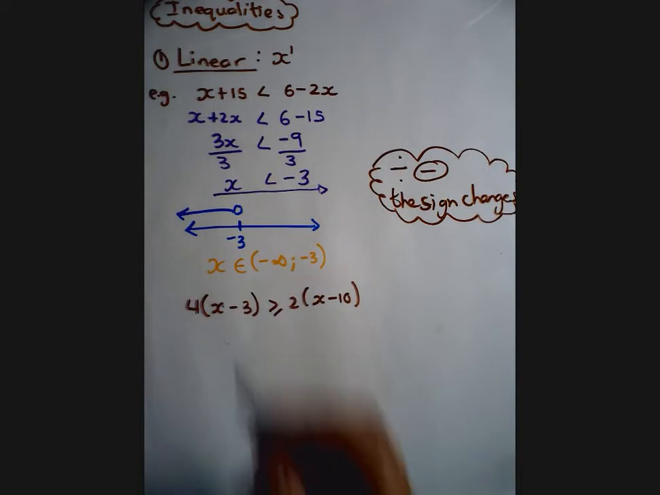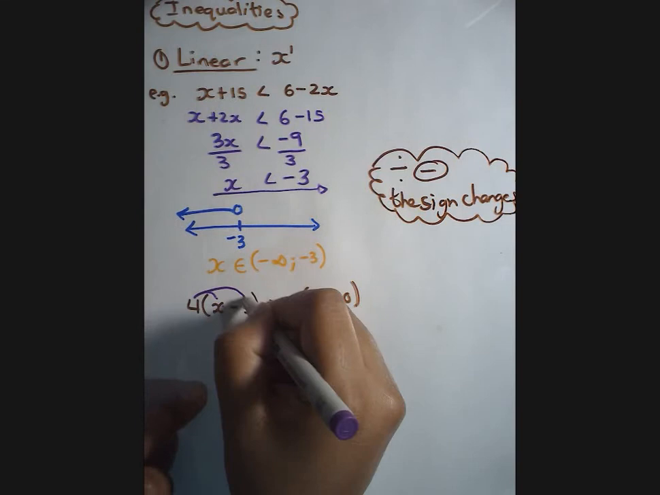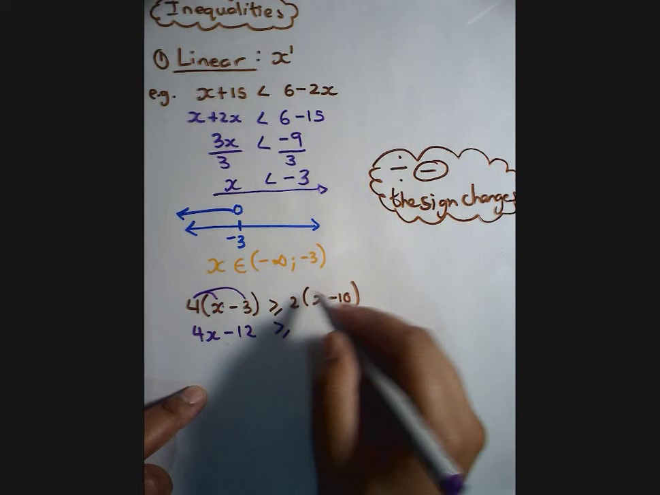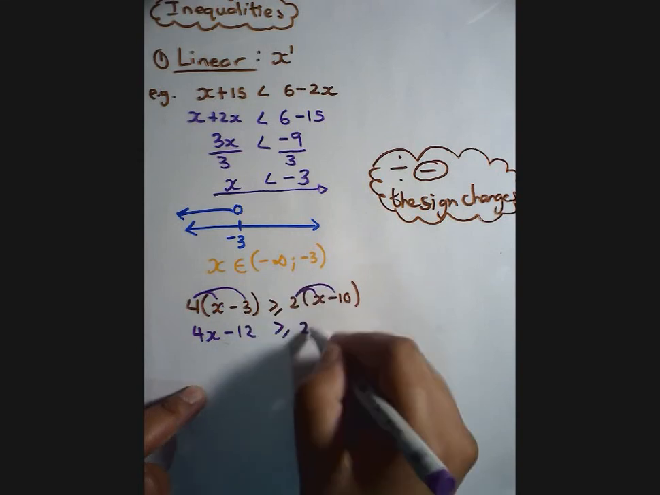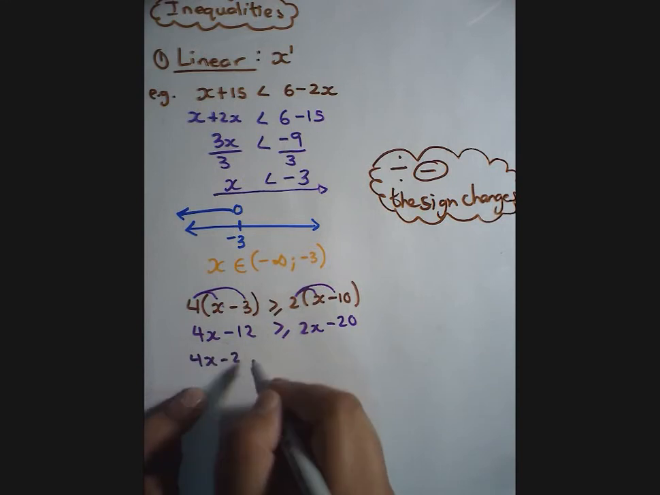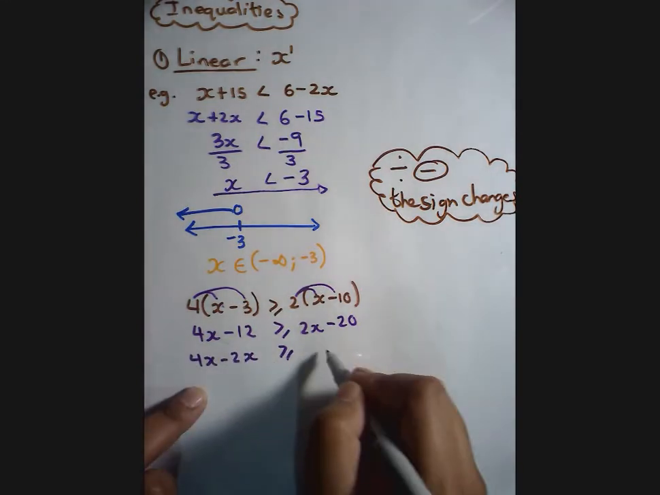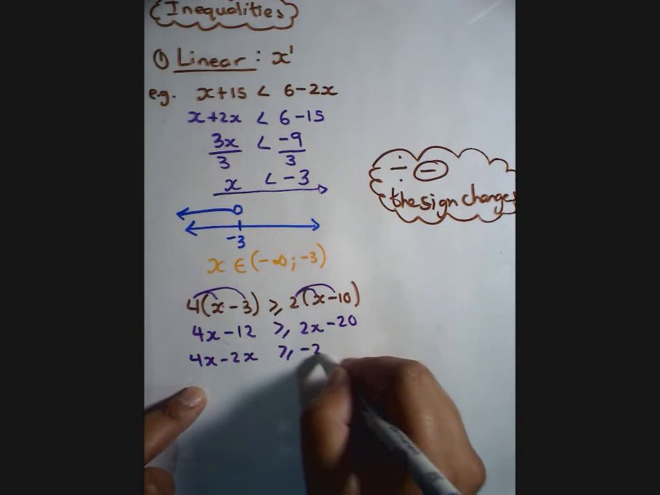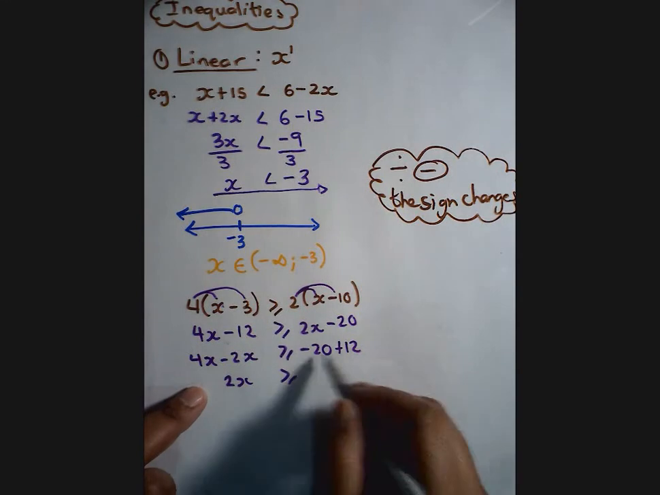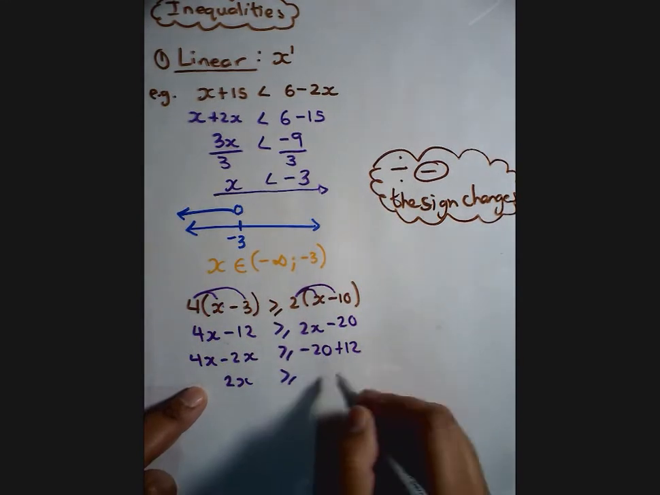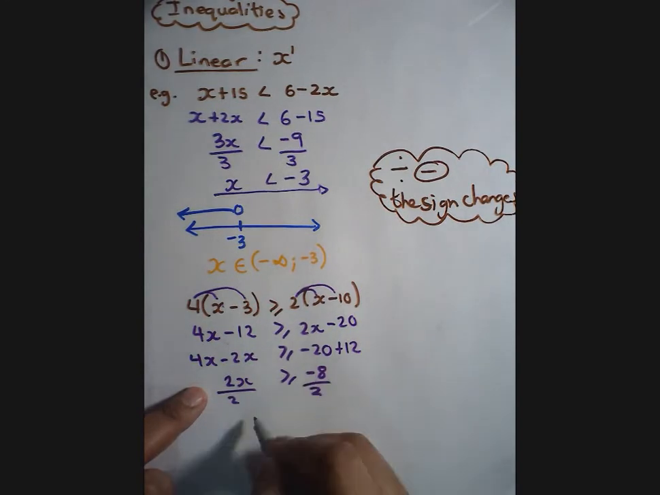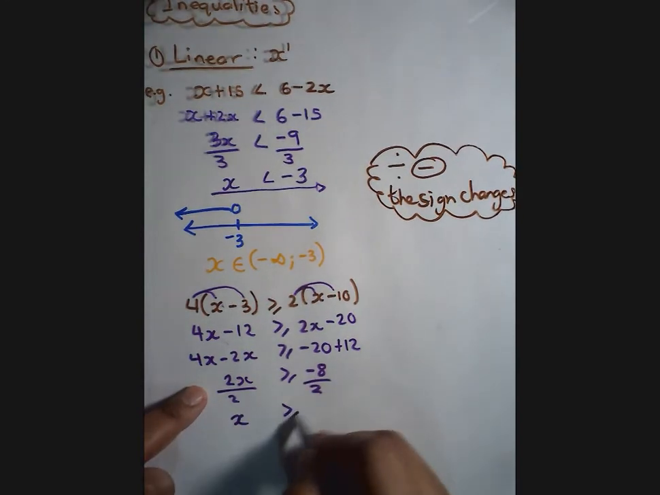Right, so when you have to work it out, you're going to say 4 times x, 4 times negative 3, so 4x minus 12 greater than or equal to 2 times x, 2 times that, so 2x minus 20. Bring all your x's on the left hand side, bring all your numbers on the right hand side, and then you're going to solve both sides. Negative 20 plus 12 is negative 8. Now divide both sides by 2. So the answer will be x is greater than or equal to minus 4.